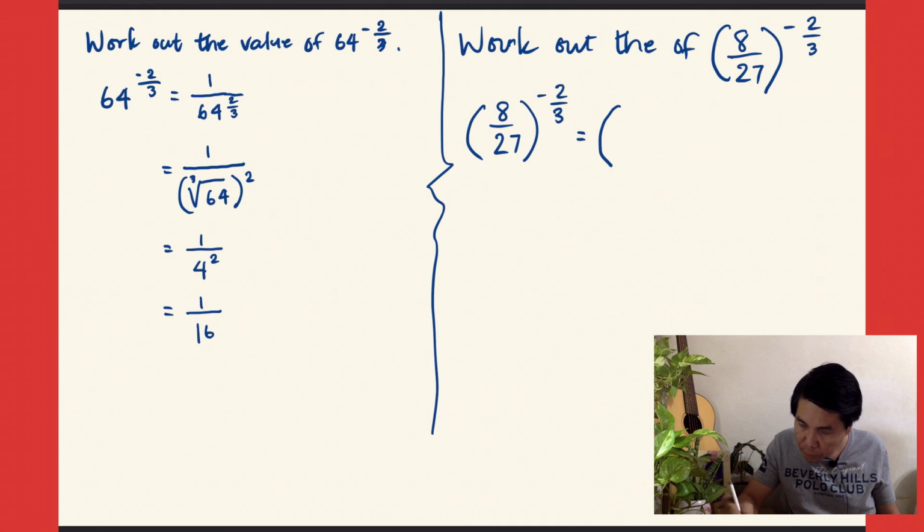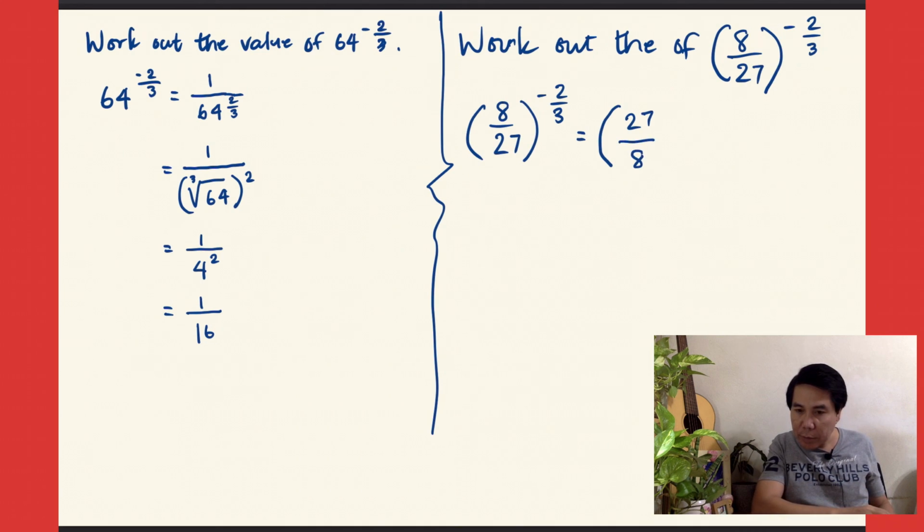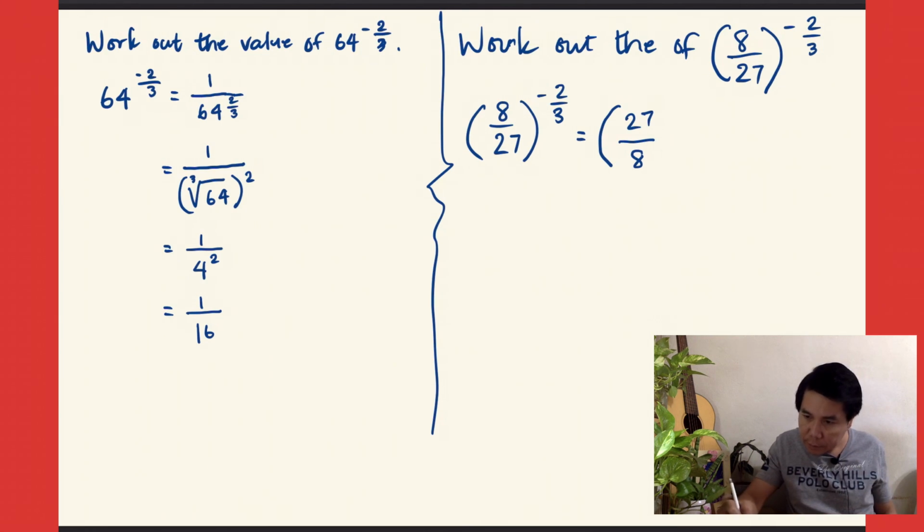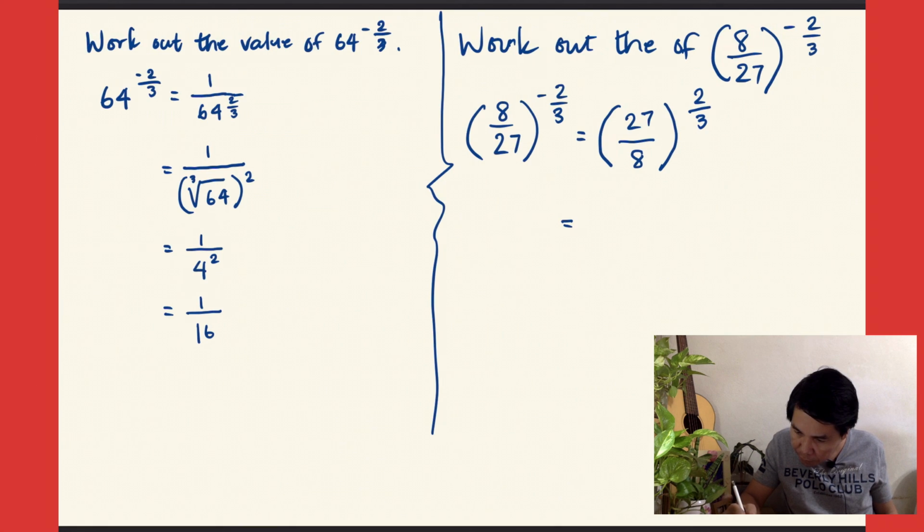we get the reciprocal. Reciprocal of 8 over 27 is 27 over 8. And then we have 2/3. Then what will happen is we have 27 over 8 raised to the power of 1/3, and then multiply it by 2.